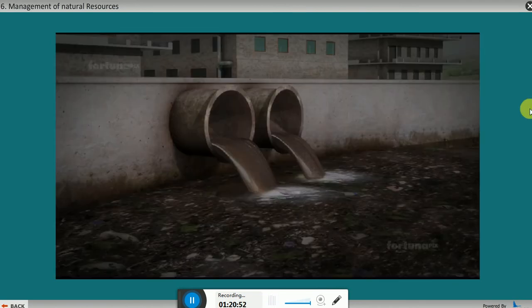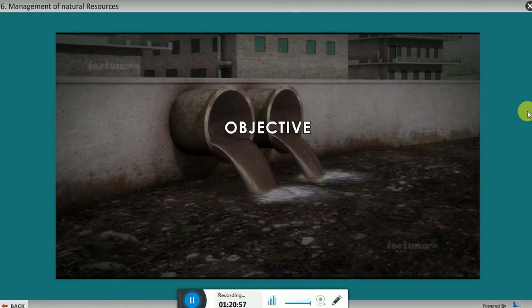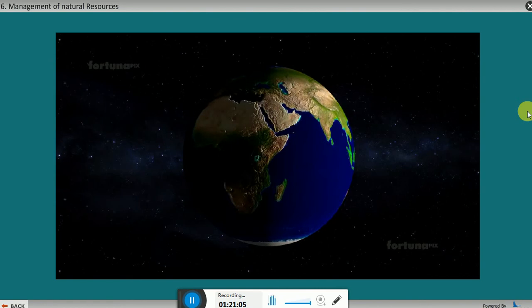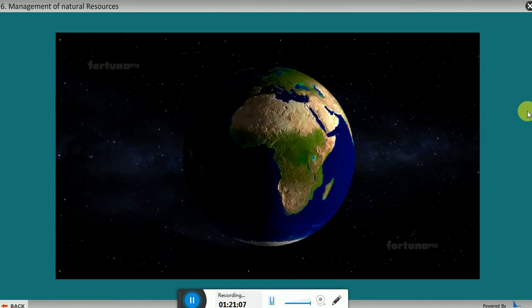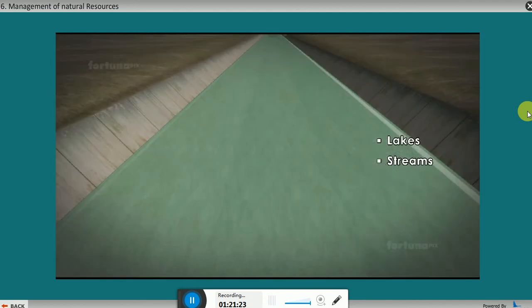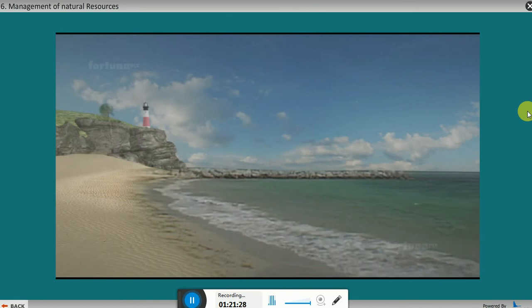Water pollution. Objective: to learn causes, effects, and control measures of water pollution. A major portion of our planet is covered by water. Unfortunately, much of it is polluted and unfit for human use, as well as harmful to aquatic organisms that live in it. The contamination of water bodies such as lakes, streams, rivers, seas, and oceans by toxic and harmful substances is referred to as water pollution.